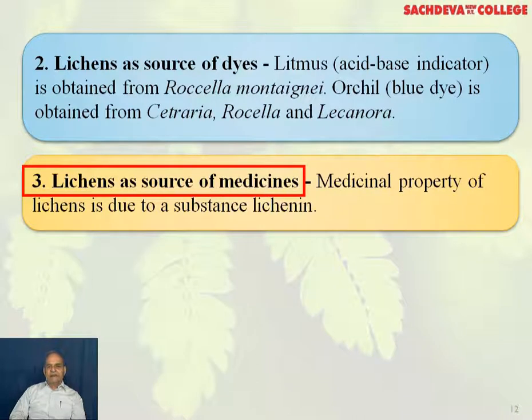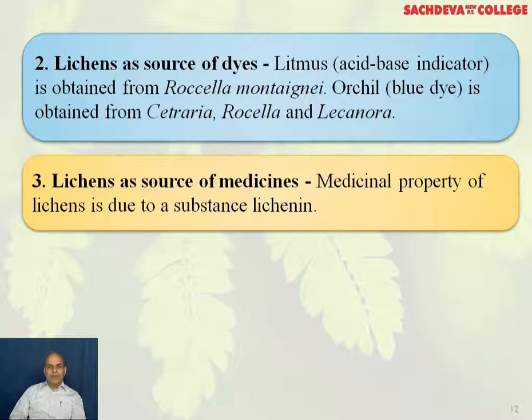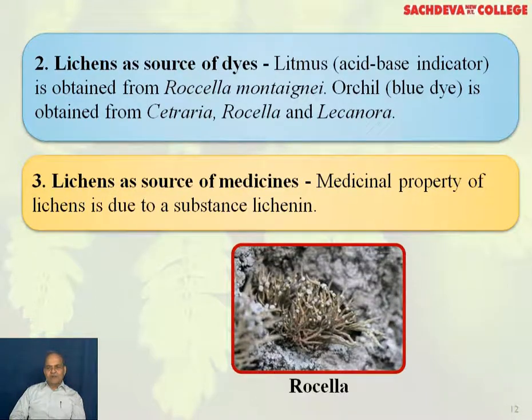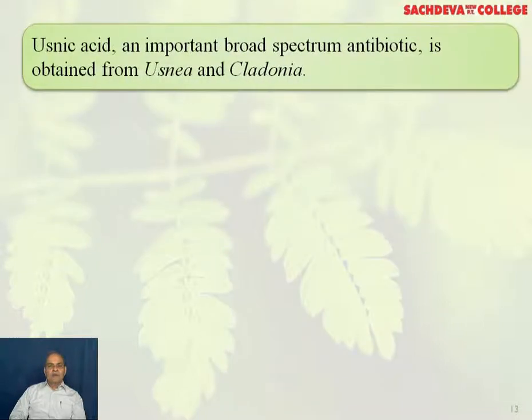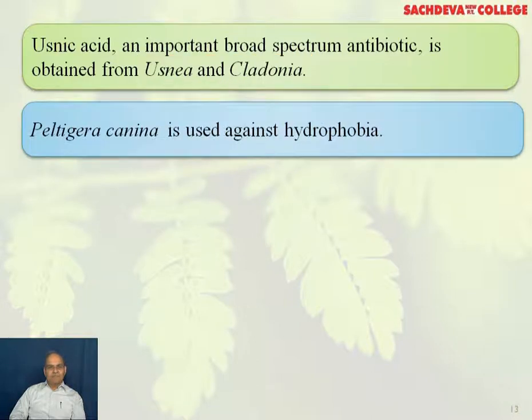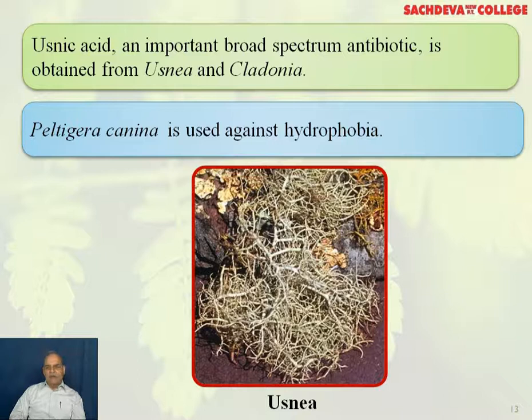Lichens as a source of medicine. The medicinal property of the lichens is due to a substance called lichenin. This is Roccella, source of litmus. Usnic acid, an important broad-spectrum antibiotic, is obtained from Usnea and Cladonia. Peltigera canina is used against hydrophobia. You know, hydrophobia is a viral disease, and that is called rabies. Usnea, source of the antibiotic usnic acid.